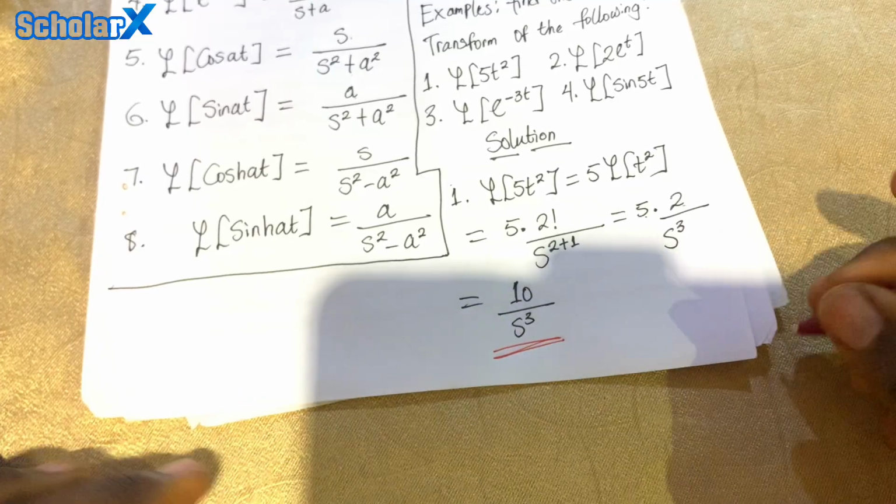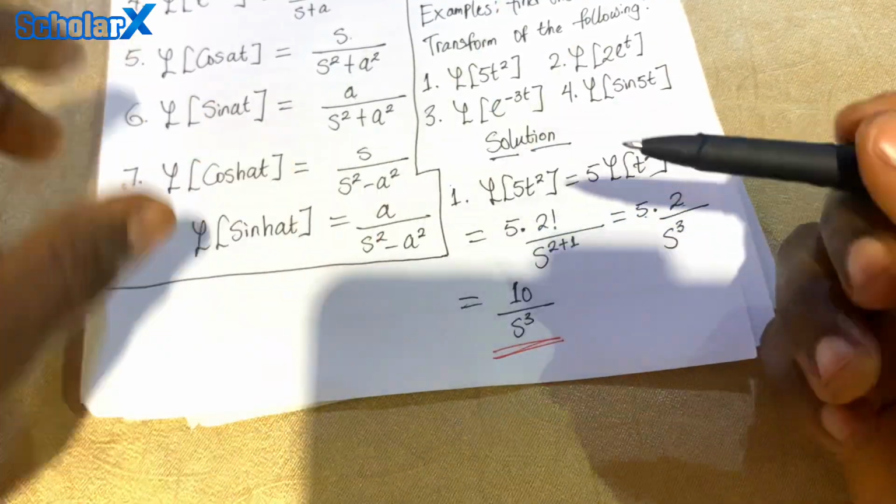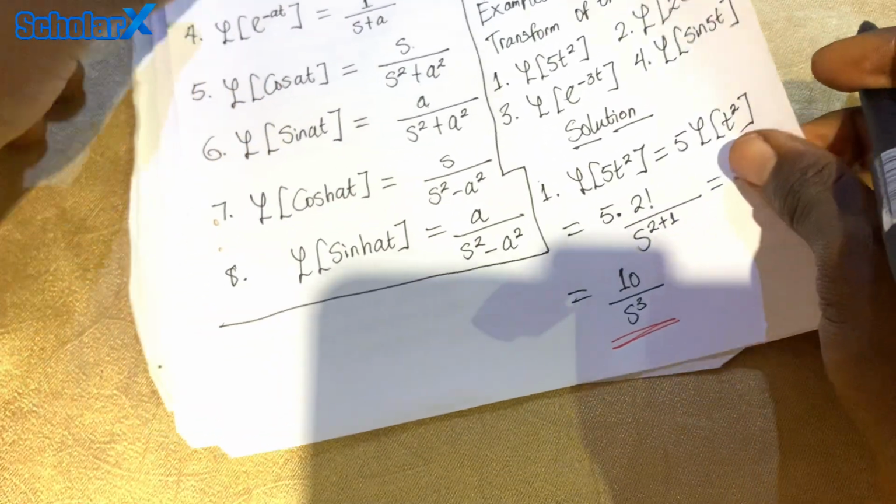All right, 10 over s to the power of 3. Now let's solve the remaining one. Now let's go ahead and solve question 2. Let's go ahead and solve example 2.